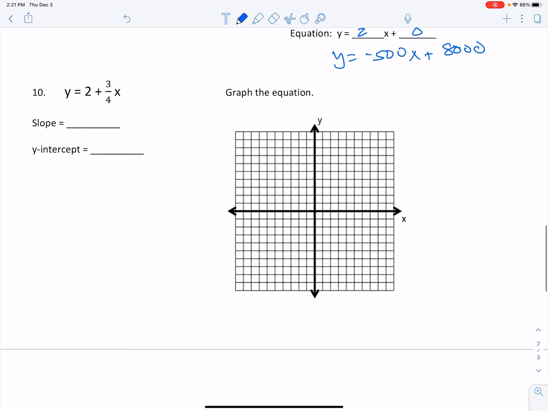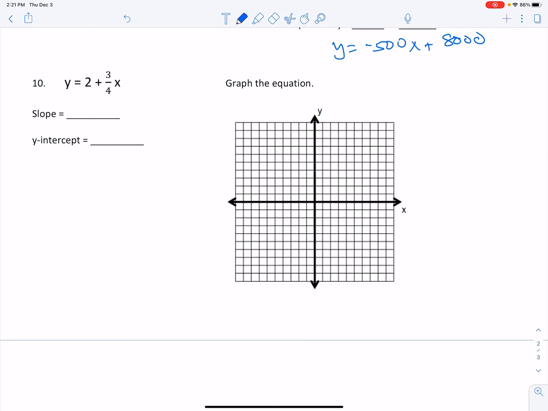And then last but not least, we have another equation. Now we know the equation is y is equal to mx plus b like we did in the first one. But in this particular one, I reverse that. So this is b plus mx, and we know that whatever value is with that x is always our slope, no matter which way it's written. So this way, the 3/4 would be our slope, and the 2 would be our y-intercept.